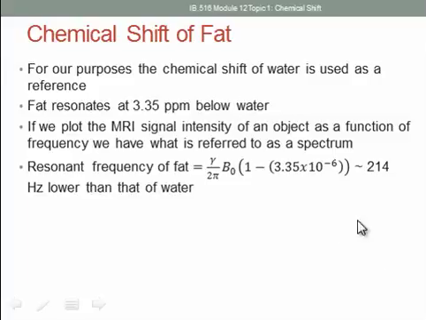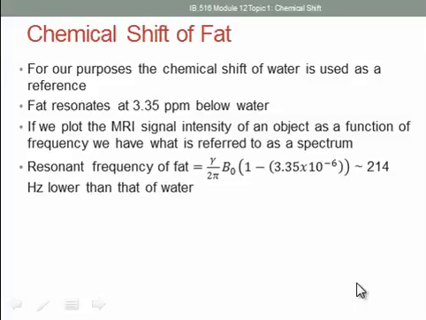For fat, we're not going to worry about TMS, we're really just worried about the chemical shift of fat relative to water. So we don't have to reference fat to TMS, we can just reference fat to water. And fat, it turns out, most fats anyway, resonate at about 3.35 parts per million below water.